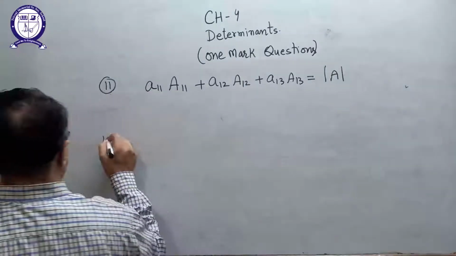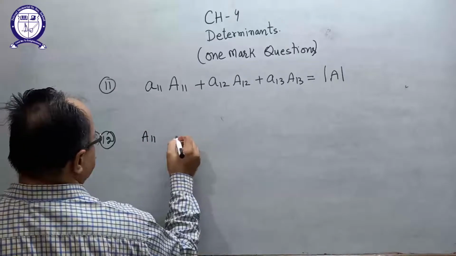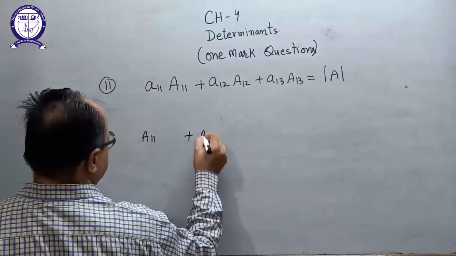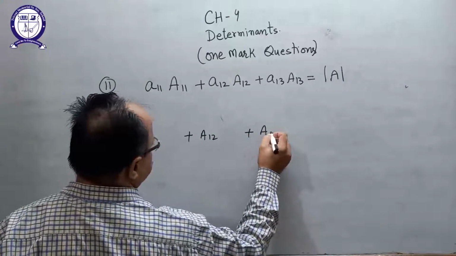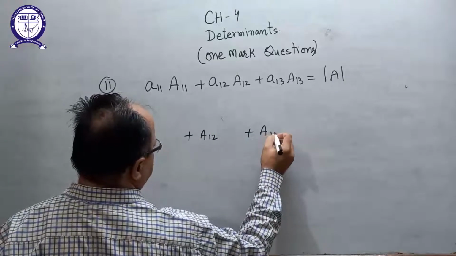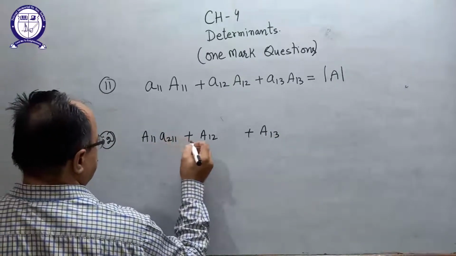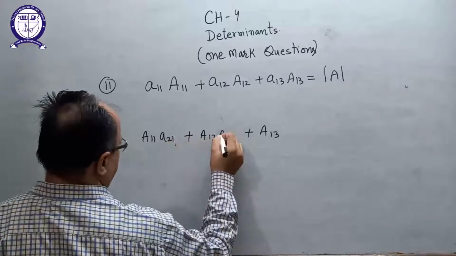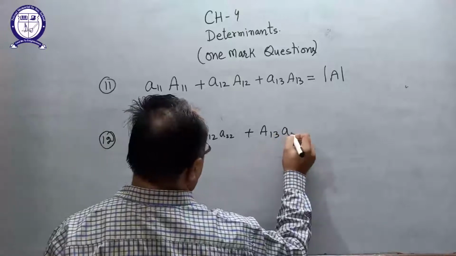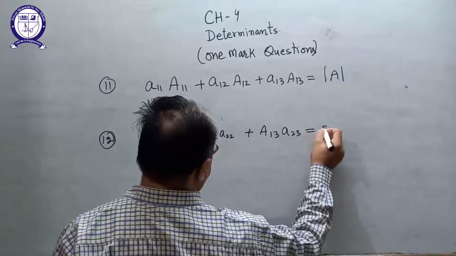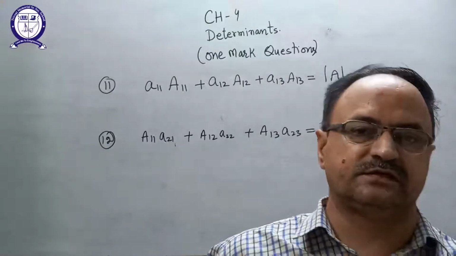Next, when you multiply the cofactor of other row with the element of another row, when you multiply here A21, A22, A23, then the result is 0 always. Right?